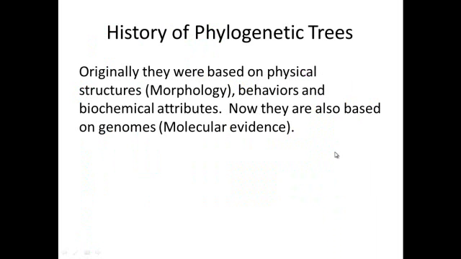The reason we use phylogenetic trees is to help understand how organisms are related. There's lots of different things that we use as evidence to build a phylogenetic tree. In the past, scientists used morphology, which would be physical characteristics, anatomy, things like that. They'd use some behaviors and some biochemical attributes. Now we use much more than those.